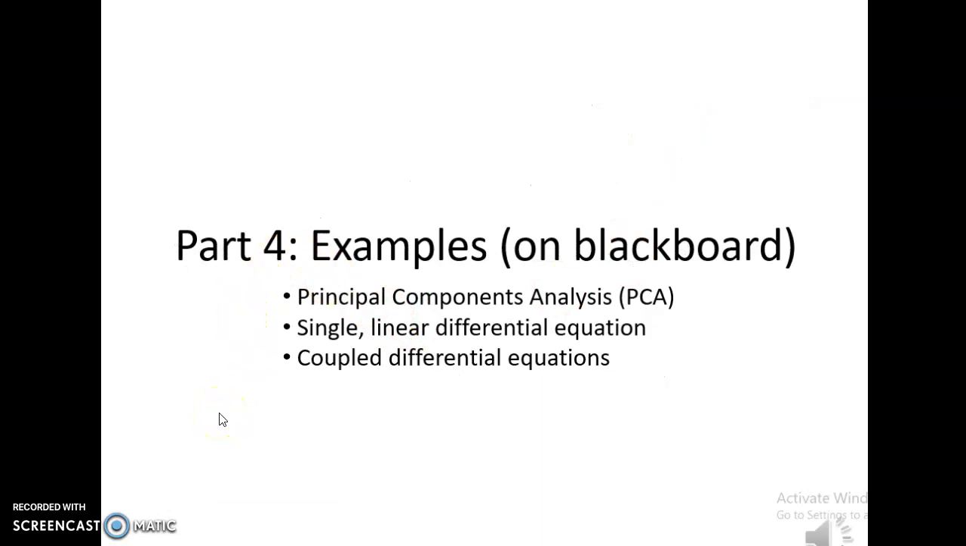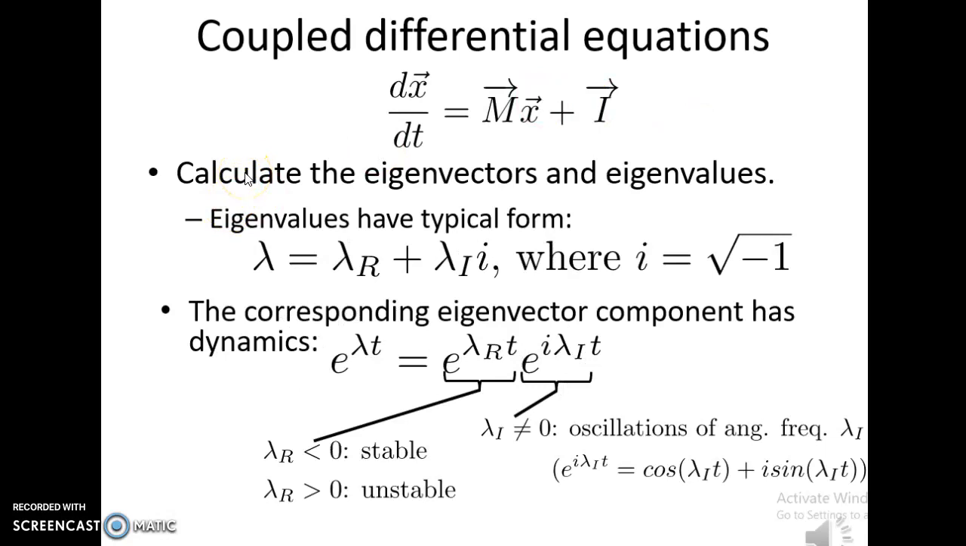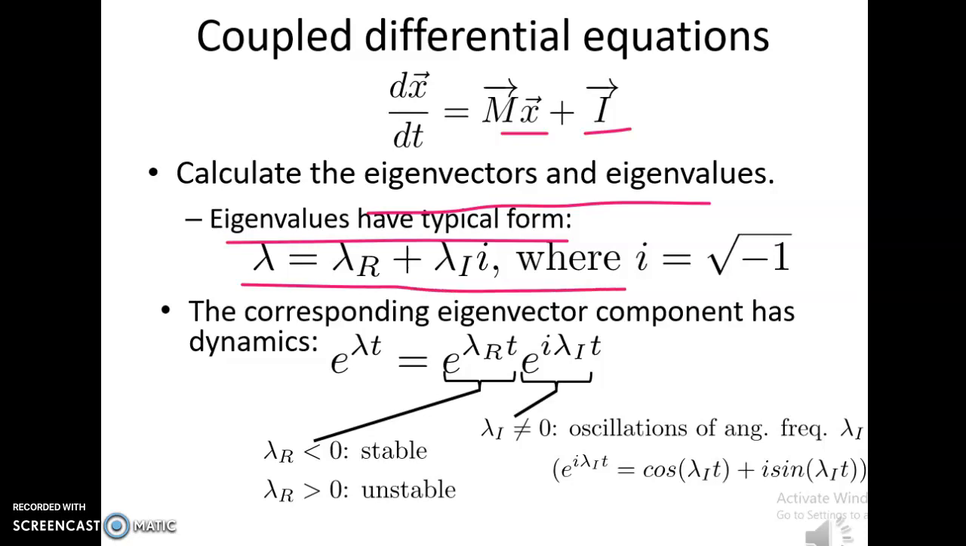Example: coupled differential equations. dx vector divided by dt equal to M x vector plus I vector. Calculate the eigenvectors and eigenvalues. Eigenvalues have the typical form lambda equal to lambda_r plus i lambda_i, where i is the square root of -1.